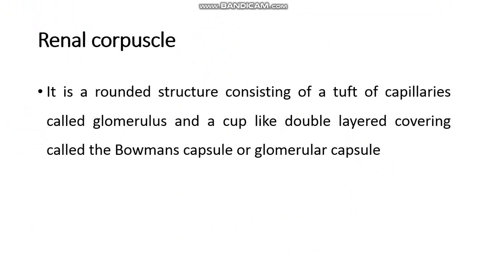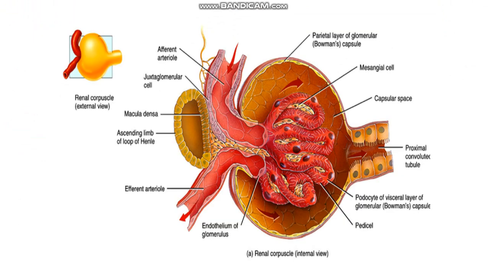Then what is a renal corpuscle? The renal corpuscle is a rounded structure consisting of a tuft of capillaries called the glomerulus and a cup-like double-layered covering called the Bowman's capsule or glomerular capsule. So here is the picture of the renal corpuscle.